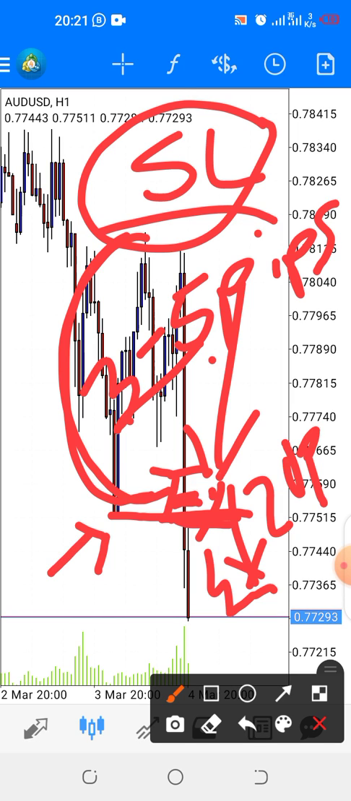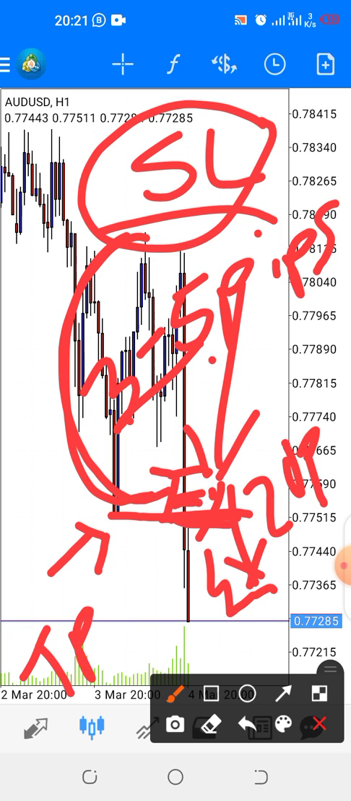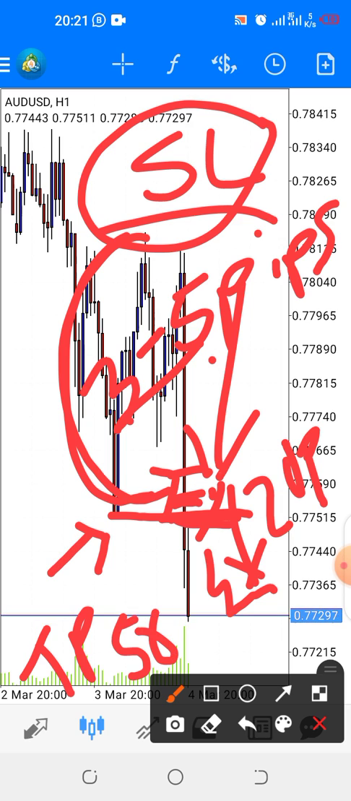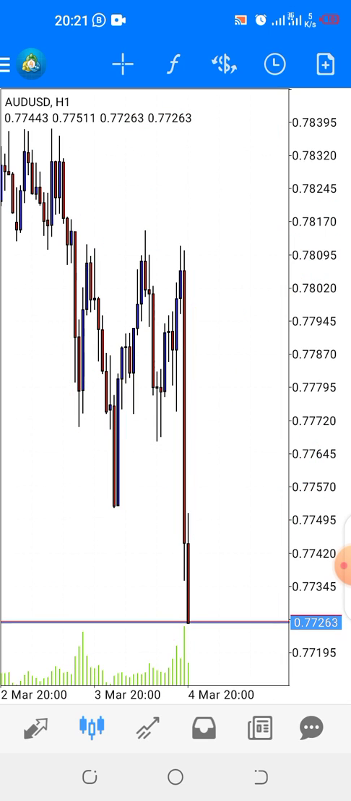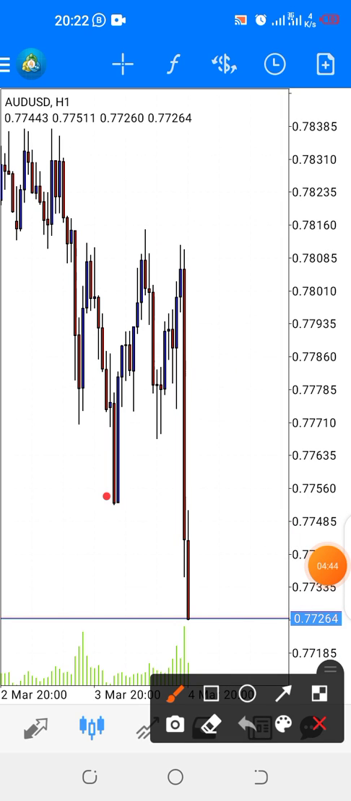So when you lock there, you still continue with the direction of the signal. Remember the final TP I said was 50, so you are riding, but along the way you are locking at 20, 40, 60. Since it's 50, maybe at 40 you can lock your profits and let it run until it reaches 50 pips. So that's what I wanted to share with you.